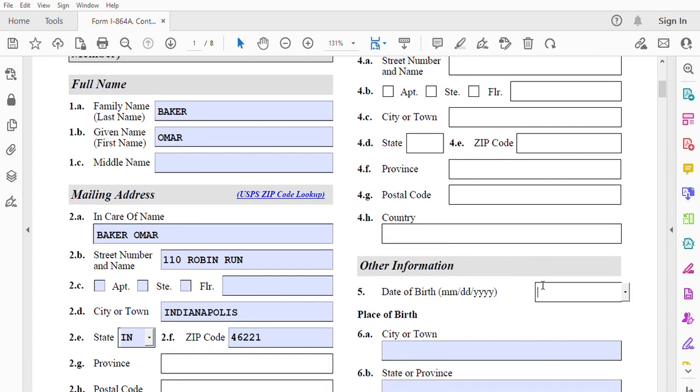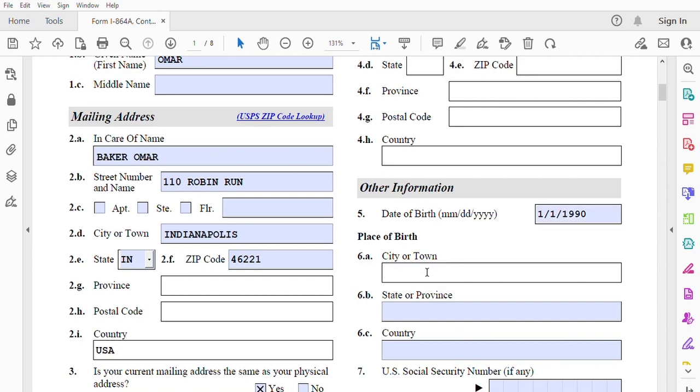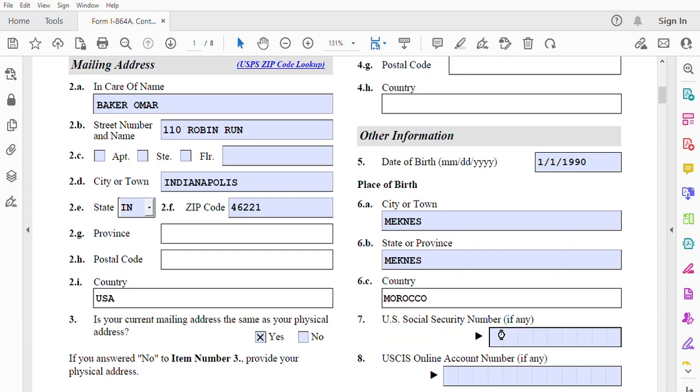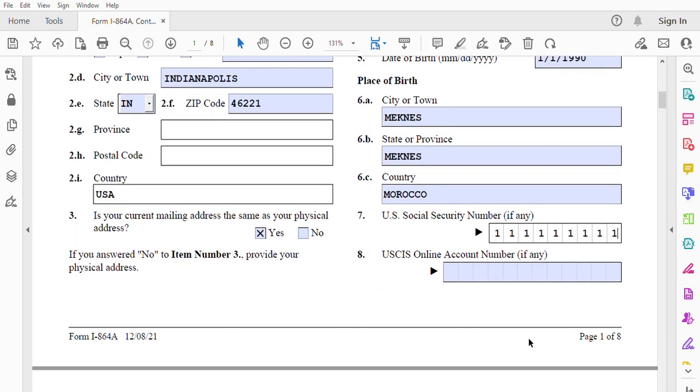Date of birth is 1/1/1990. Place of birth, city or town. In this example is Meknes, Morocco. State or province is Meknes. And the country is Morocco. US Social Security, it's 111, just a fake one, that's not the right one. USCIS online account. If you filed a petition before, you will have this USCIS online account. If not, just leave it blank.